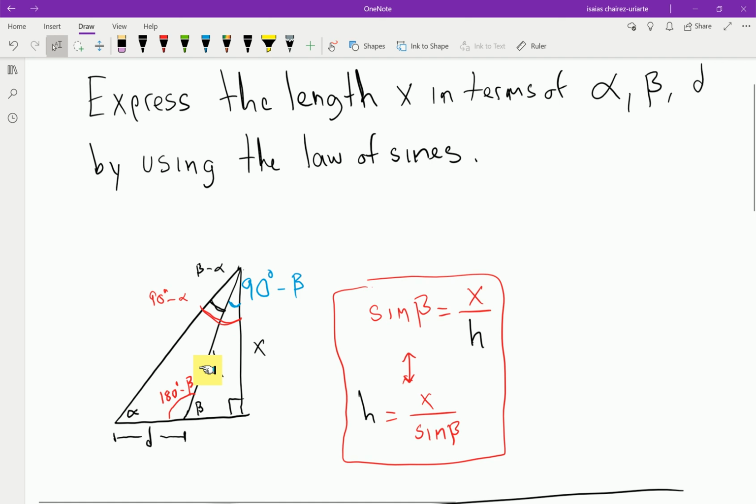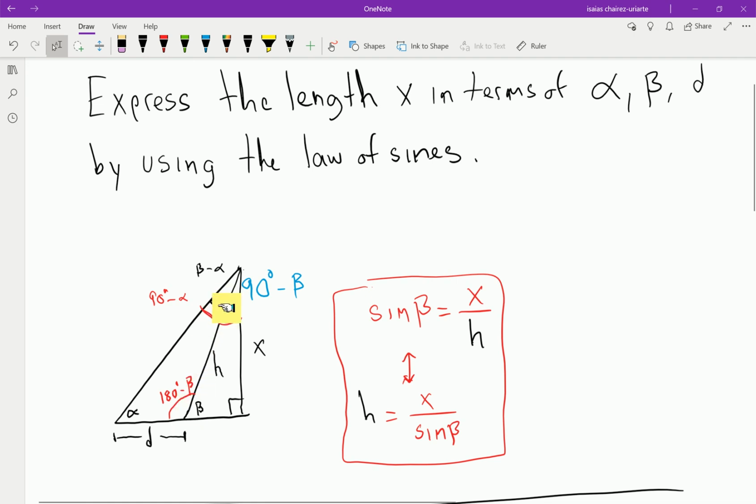And one thing I did is I solved for h. How do I get a hold of h? Well, that's what I have right here in red. I said sine of beta should be equal to opposite over hypotenuse. Sine of beta is x over h. And then I solve for h, so I multiply by h and then divide by sine of beta. So I have an expression for h. I know this side length now.